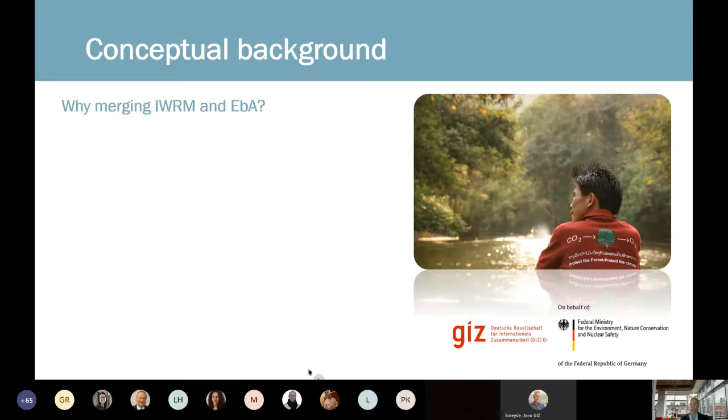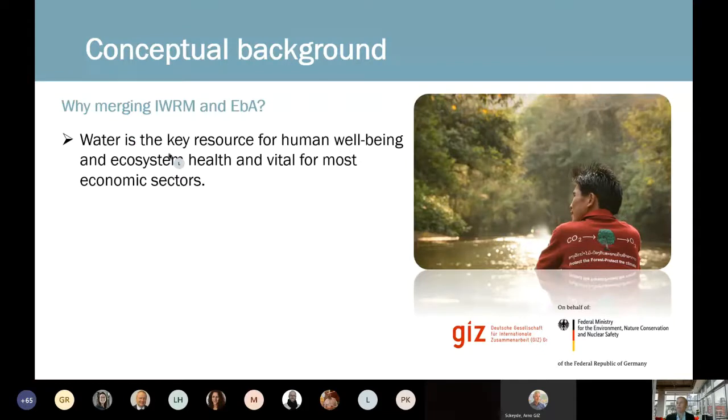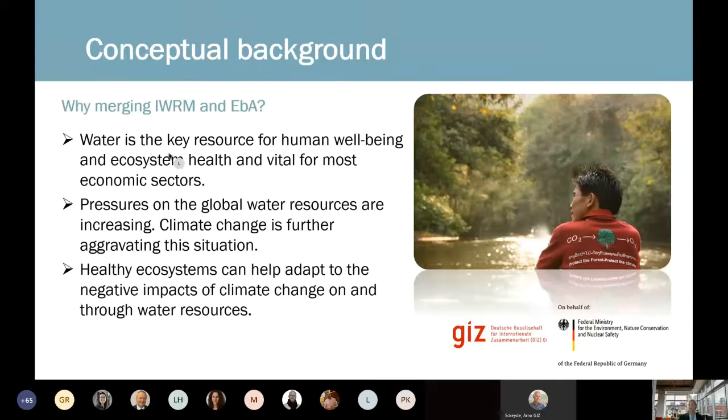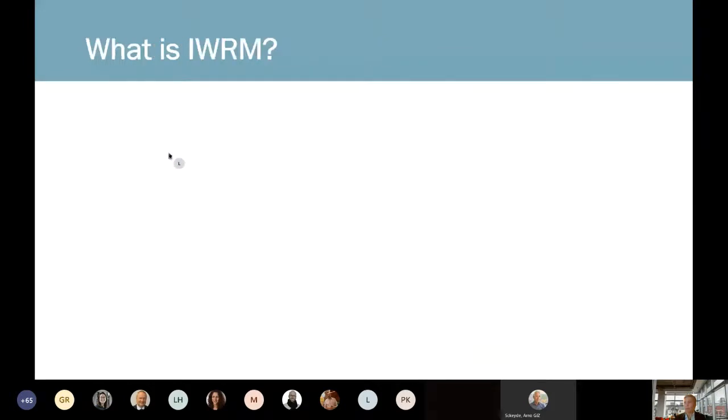Great. So water is the key resource for human well-being and ecosystem health, and vital for most economic sectors. The pressures on global water resources are increasing, along with population growth and growing water demands that go hand in hand with economic development, and climate change is further aggravating the situation. Healthy ecosystems can help adapt to the negative impacts of climate change on and through the water resources. They can increase water availability in adequate quantity and buffer impacts of extreme events.